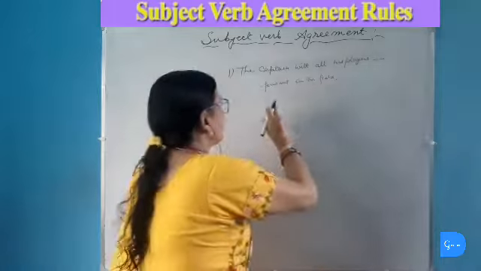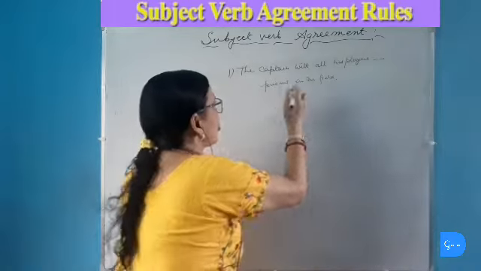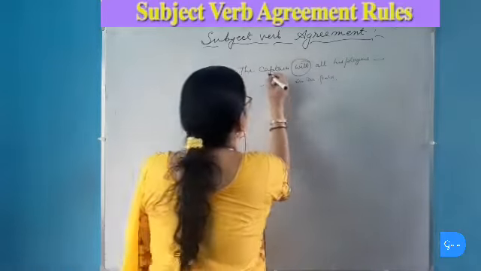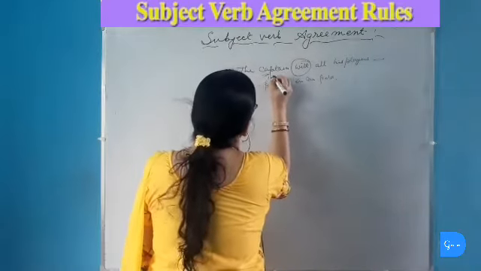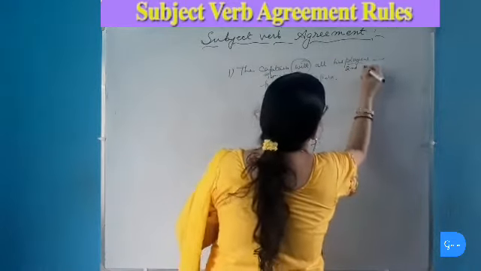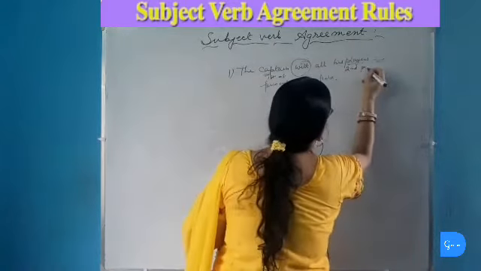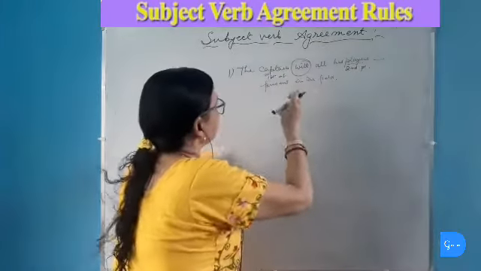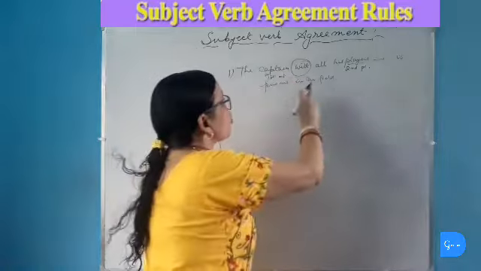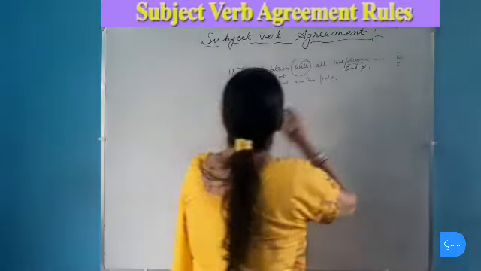I told that when two nouns or pronouns are joined with "with", then the verb will agree with the first subject. Here the first subject is captain, which is singular, and players, the second subject, is plural. But the verb will agree with the first subject, so the verb will be singular.